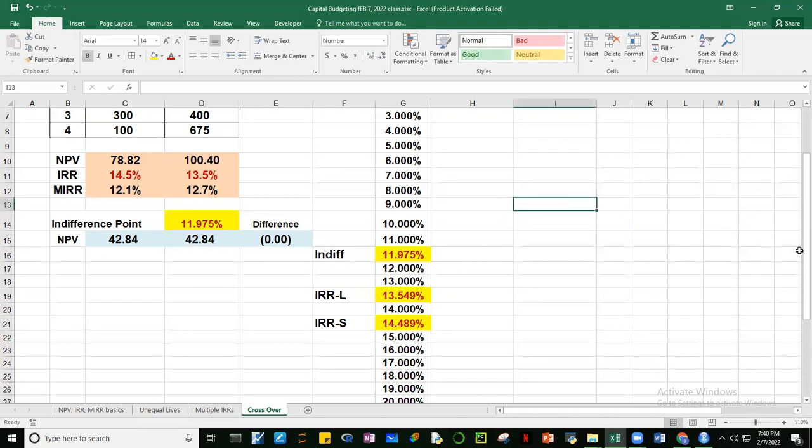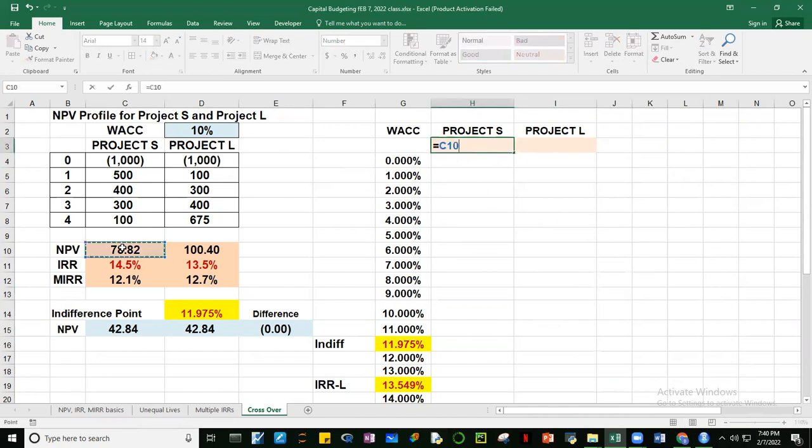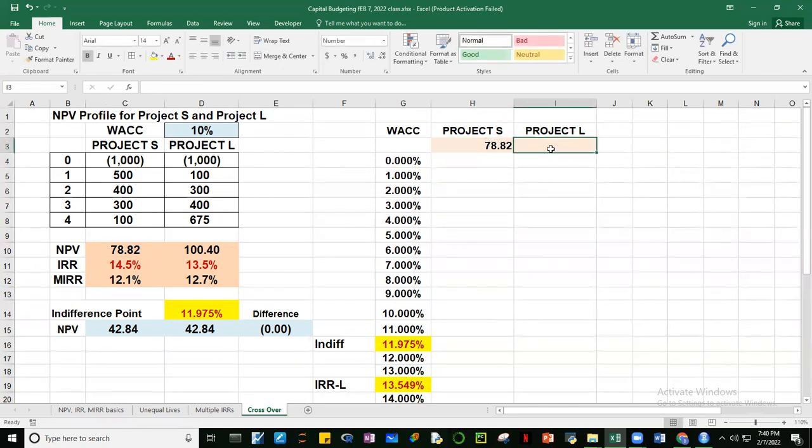So we want guys to create a plot, no? Mag-create tayo ng plot where we can determine kung kailan dapat si project S, kailan si project L. So we have to do data table here. So i-link muna natin si project S dun sa NPV ni project S. This one, no? Si project L naman ililink natin sa NPV niya. So ang gagawin natin, sasabihin natin kay Excel, paki-compute yung mga NPVs nila if these are the weighted average cost of capitals.